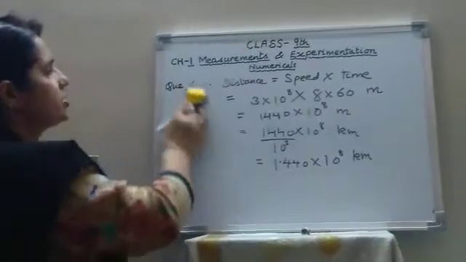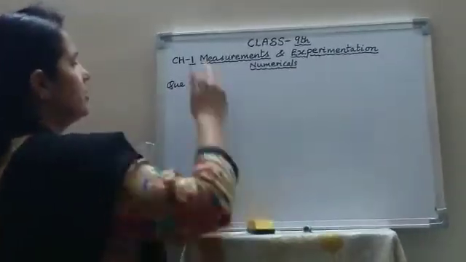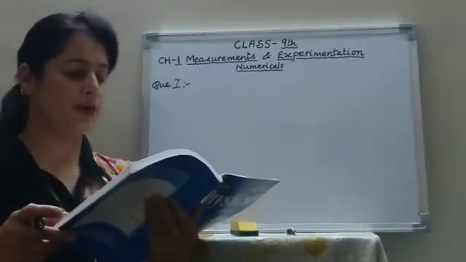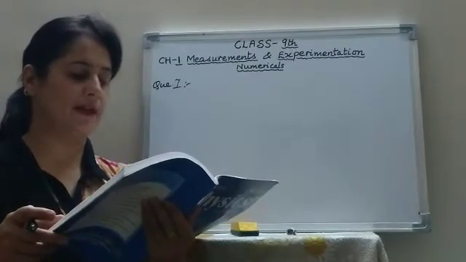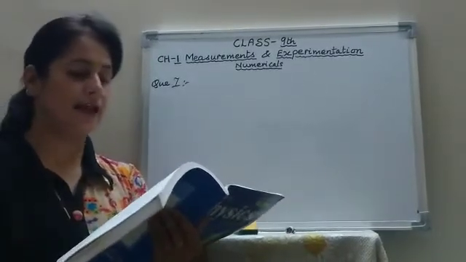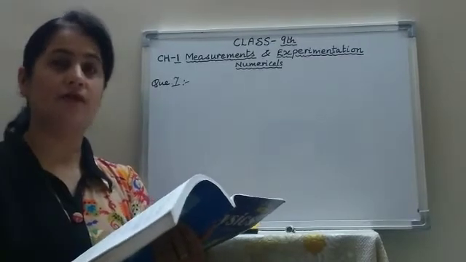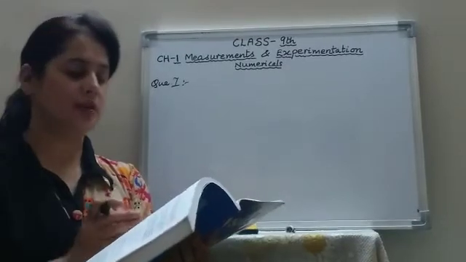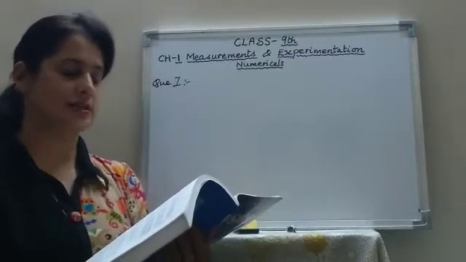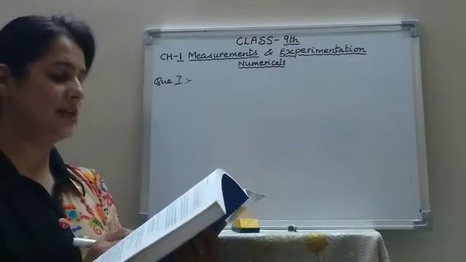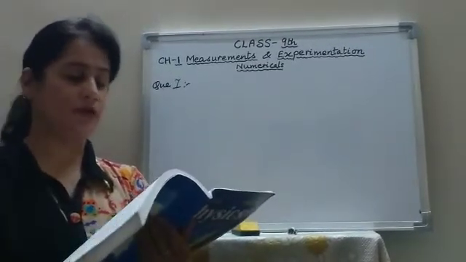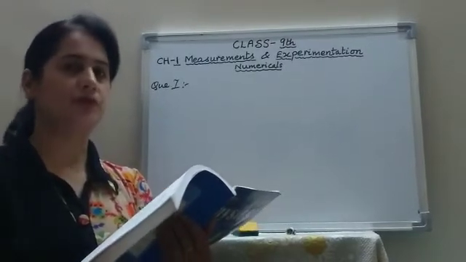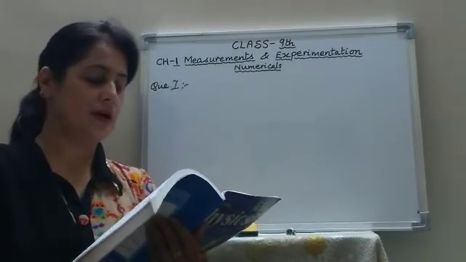Now the last question of this exercise, question number 7. The distance of a star from the earth is 8.33 light minutes. What do you mean by this statement? Now you know light minutes is the unit of distance. For measuring the distances of heavenly bodies, we take the units of light minutes, light years, etc. So this means that the light takes 8.33 minutes to reach the earth from the star if it travels with the speed of 3 into 10 to the power 8 meter per second.